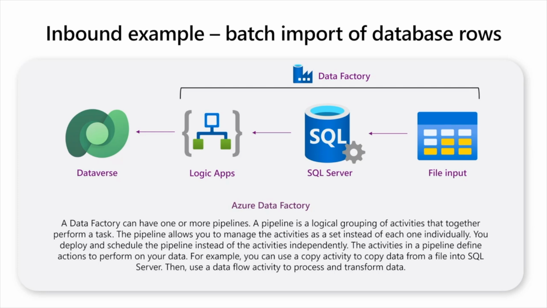A Data Factory pipeline is a logical grouping of activities that together perform a task. The pipeline allows you to manage the activities as a set instead of managing each one individually. You can therefore deploy and schedule the pipeline as a whole item instead of deploying and executing the activities independently.